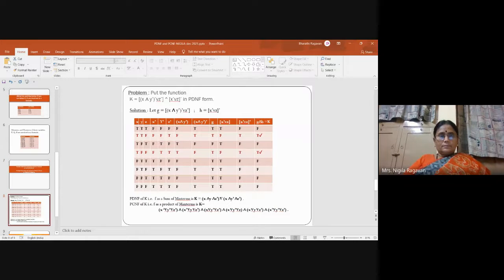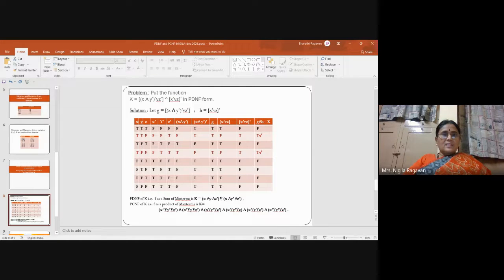Problem. Put the function K; one formula has been given for K, in PDNF form. We shall write PDNF, and I'll teach you how to write down PCNF form also for this one. Name the formula as K. There are two sections. In order to simplify the length of the headings, I name the first part as G and the second part as H.